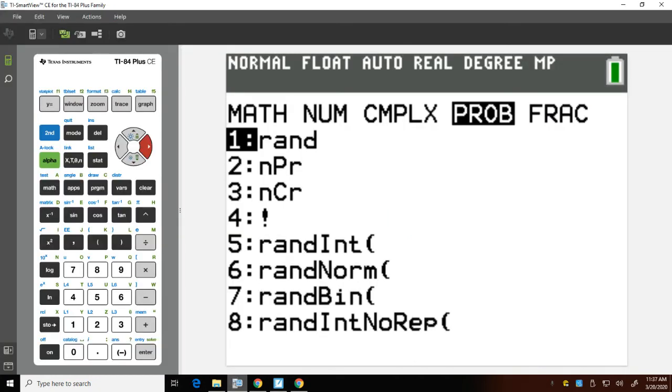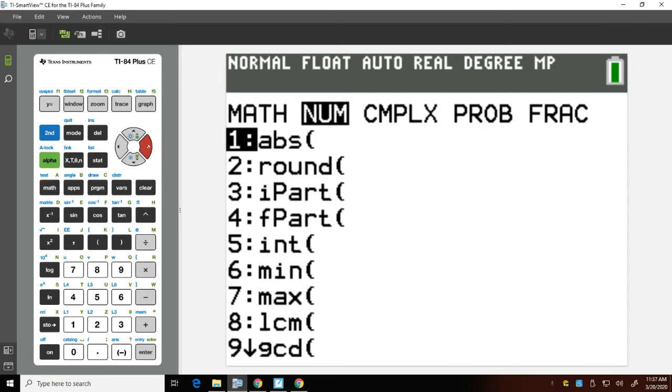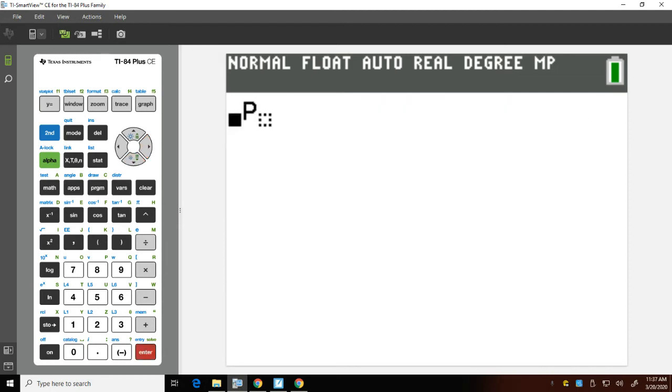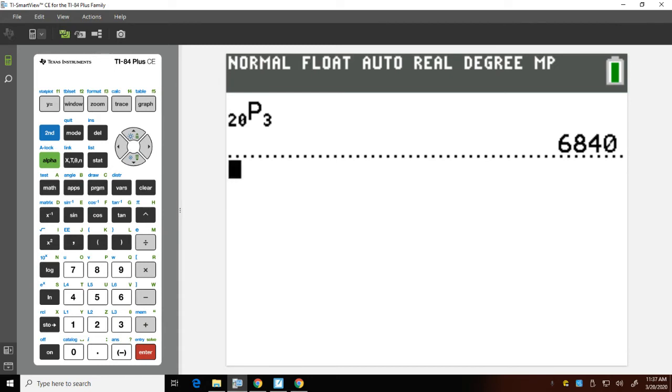Well, here we go. Since we are doing nPr, I would hit math, scroll over to nPr, scroll down, and notice it opens 2 blanks. So I would hit 20, scroll over, hit 3, and then all you do is hit enter. Done. Let the calculator do the work for you. It's going to speed things up and really help you out.